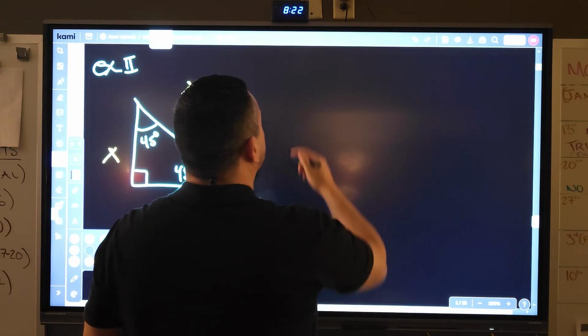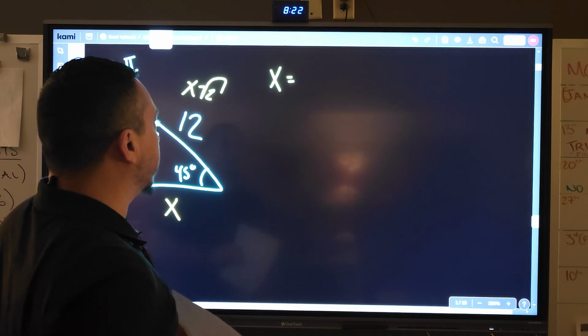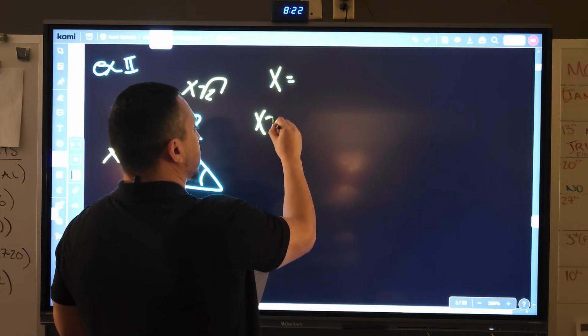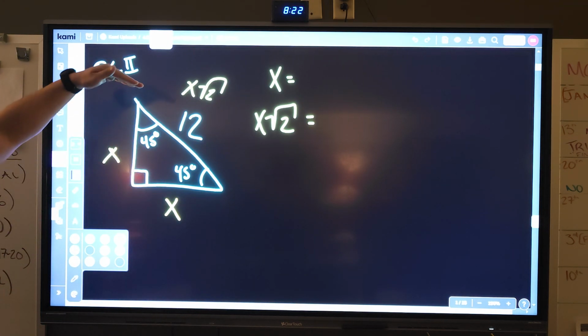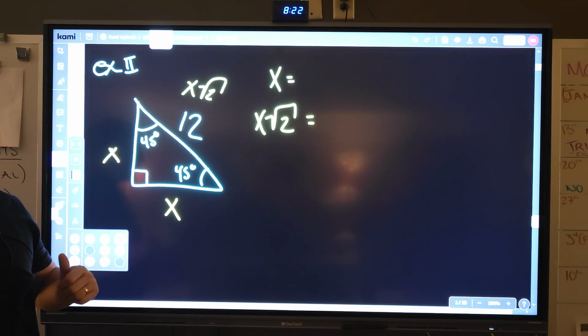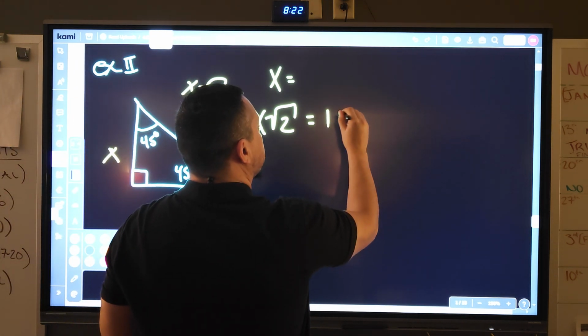So here's what I would suggest you set up. I would say x equals what? And then x square root of 2 is equal to what? So in this case, we know the hypotenuse is 12. So we know that this x square root of 2 has to equal 12.